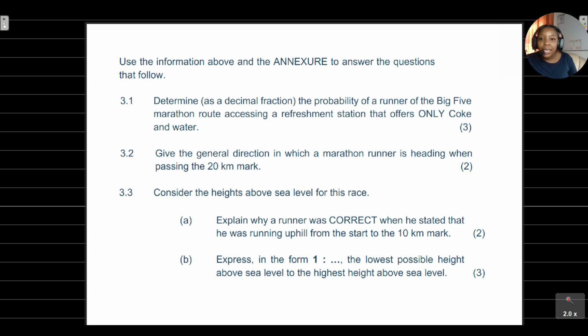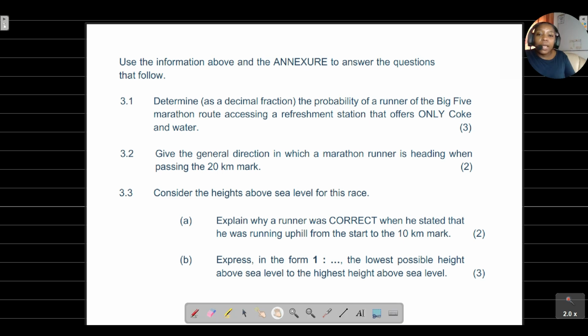So question 3.1 says, determine as a decimal fraction the probability of a runner of the Big Five Marathon route accessing a refreshment station that offers only Coke and water, right? So at this point, we already know how we calculate probability. Probability is equal to the favorable outcomes divided by the total outcomes, okay? So what are the favorable outcomes? Remember, the favorable outcomes are what the question is asking for.